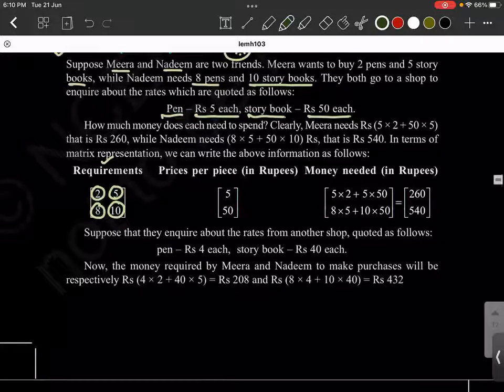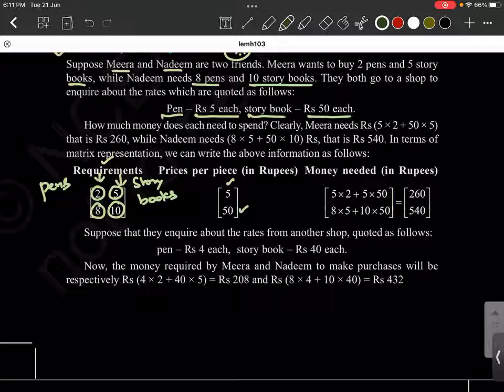What do those numbers represent? The first column represents the number of pens, and the second column represents the number of storybooks. Next, I'll create a column matrix where the numbers are written as 5 and 50. What do they represent? That is the price per piece in rupees.